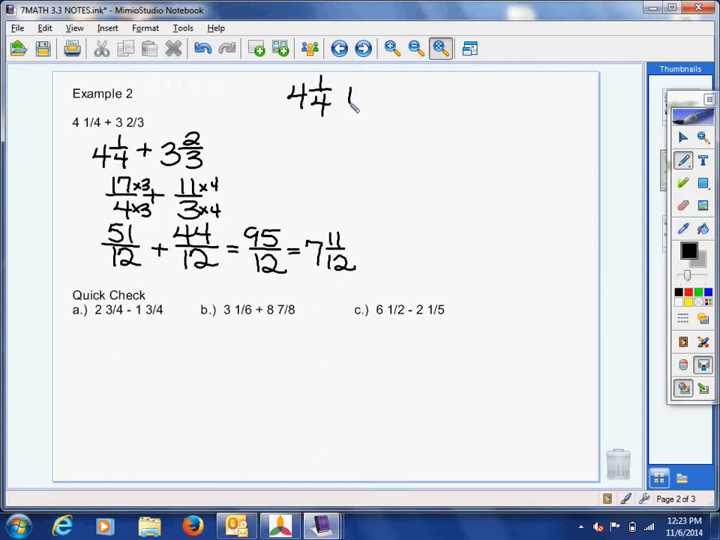All right, now I'm going to do another one. I'm going to show you another strategy. This time, we're not going to turn it into an improper fraction first. We're going to take our fractions and turn them so that they have a common denominator. Now, as you told me before, 12 is a great option.